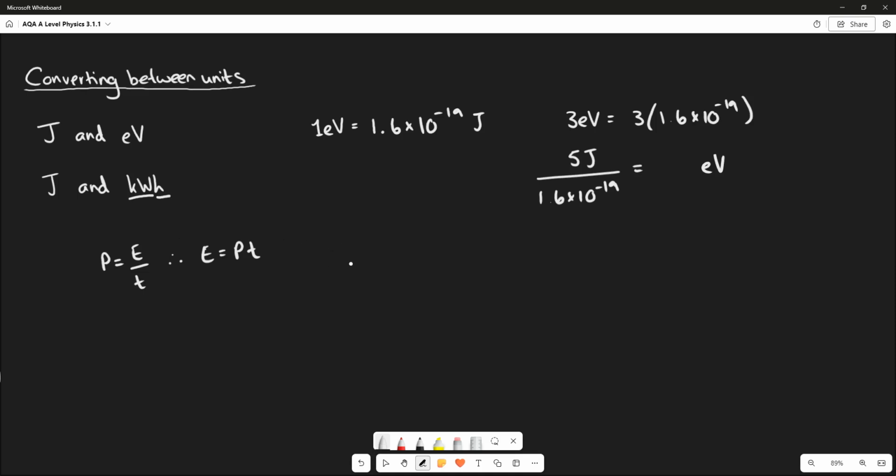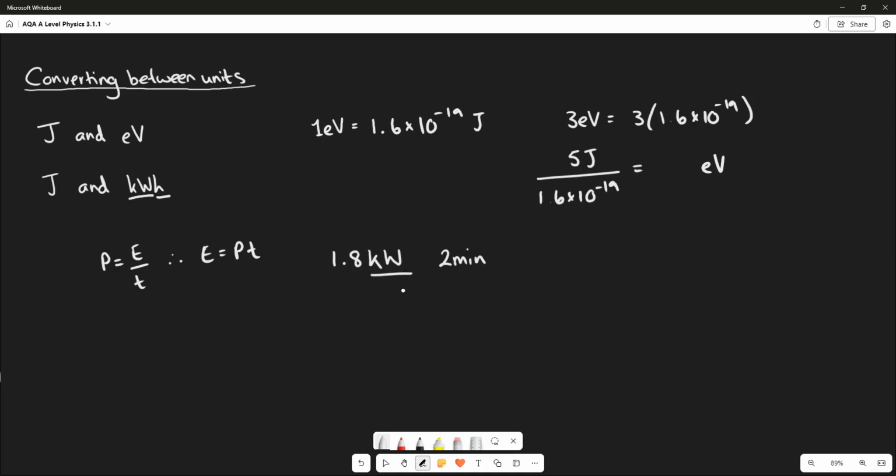Let's have a look at an example. So if, for example, you've got a 1.8 kilowatt kettle, which is fairly standard. It's a pretty good kettle. I've seen lower powers. And you run that kettle and you know that you are running it for, let's say, 2 minutes. Then you can calculate how many kilowatt hours that is.